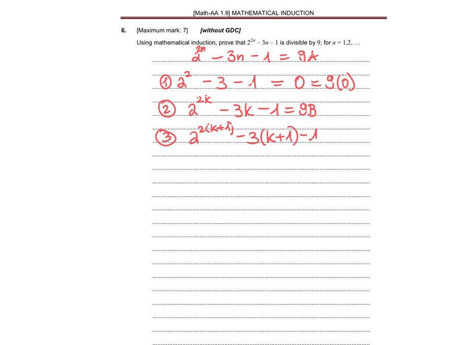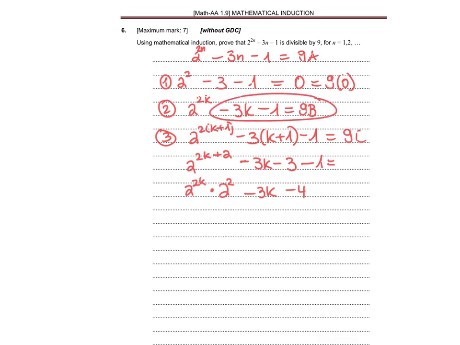So this is some multiple of 9. Okay, so if we go ahead and distribute that, minus 3k minus 3. Okay, so minus 4 here, minus 3k. And then we have 2 to the 2k times 2 to the 2. And 2 to the 2k, we can solve that. So that's going to be 9b plus 3k plus 1 times 4, minus 3k minus 4.